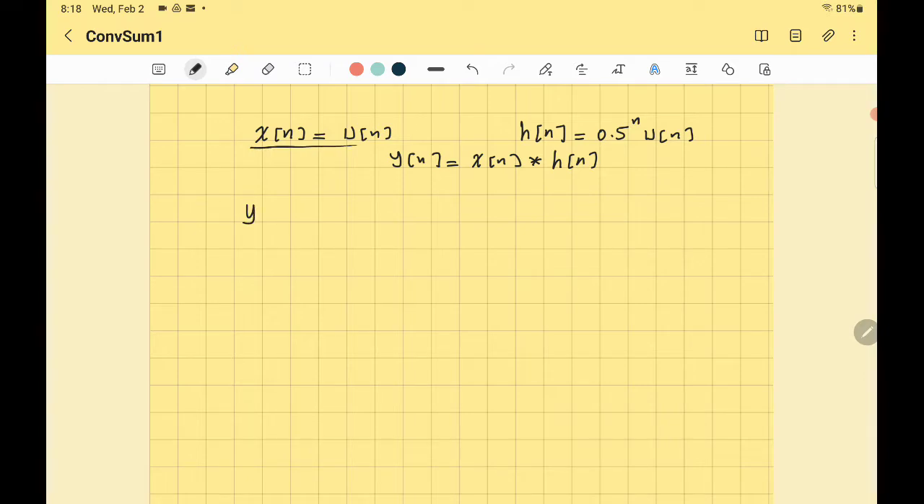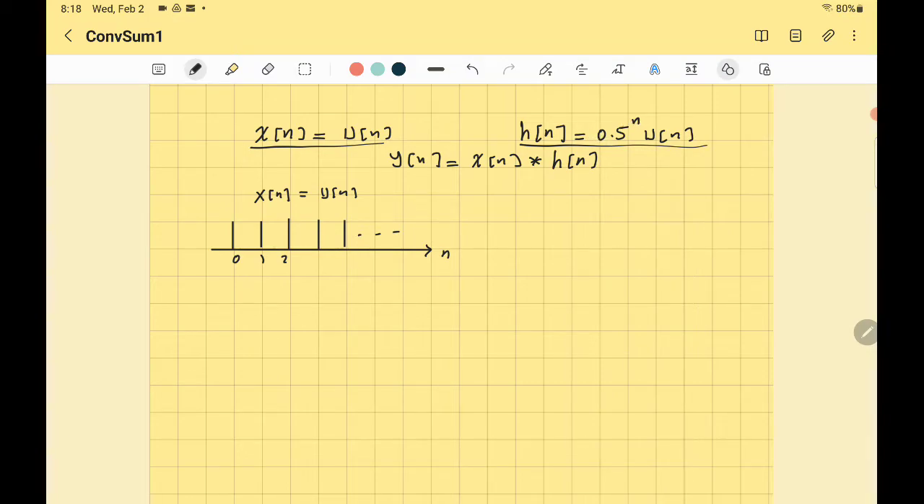Since one of these signals or both have an infinite interval, we're going to use the sum formula. What do we mean by infinite? Let's just sketch x of n. x of n is a unit step, so at 0 you will have the unit step 1, and it will continue like that. So that's x of n equal u of n, with n at 0, 1, 2, and continuing to infinity. So it has an infinite interval. It is not limited.